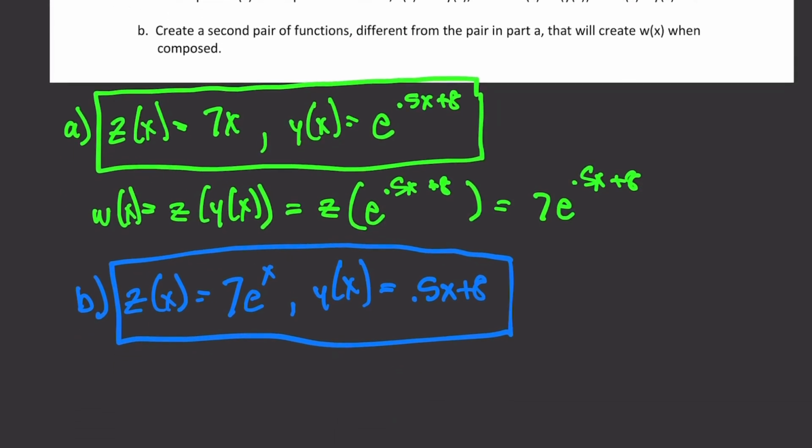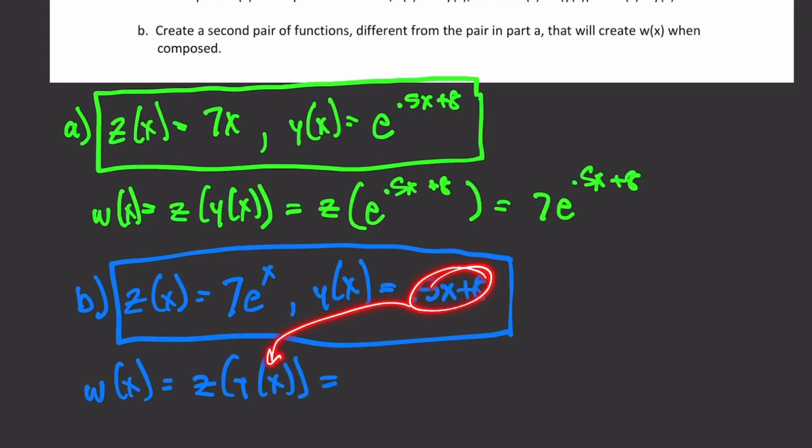Now, I think this is going to work, but again, I haven't tested this, so I want to make sure that it does. So let's go through this process again. W of x has to equal z of y of x. So the first thing I'm going to do is take my y of x here and put it in there. So z of 0.5x plus 8.